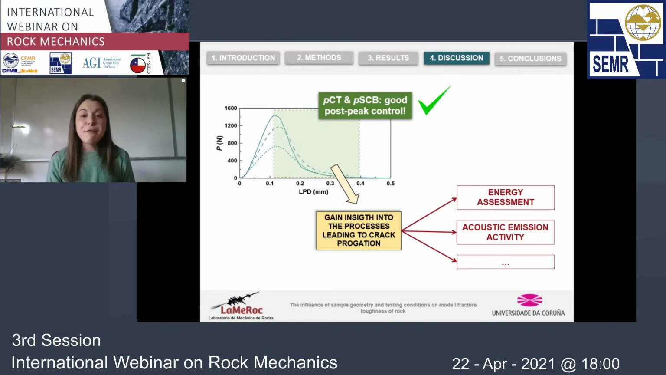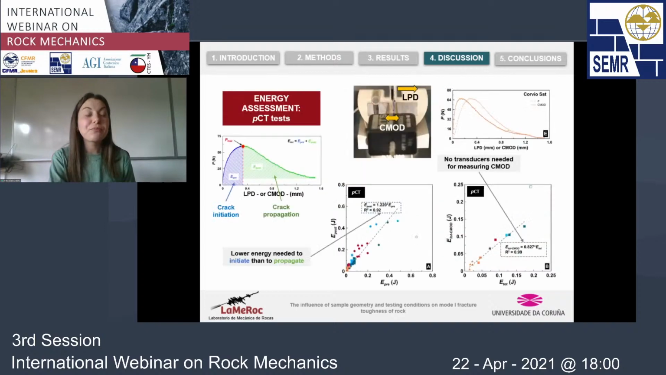And controlling the post-peak can be really useful, because there is a lot of information that we can use to gain insight into the processes that lead to the propagation of the cracks. So in this study, we have used this information to perform an assessment of the energy, and also to analyze the acoustic emission activity in the post-peak. But this can have many other applications.